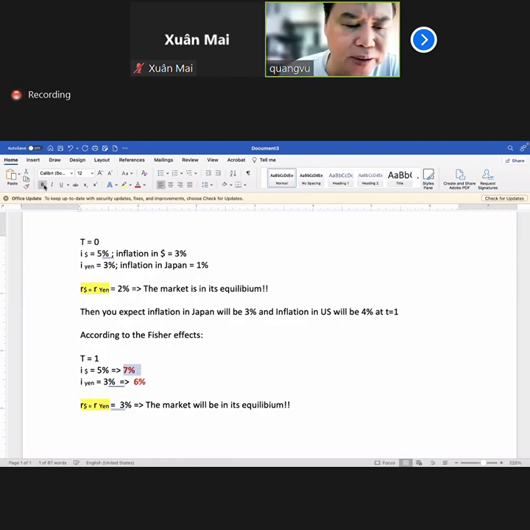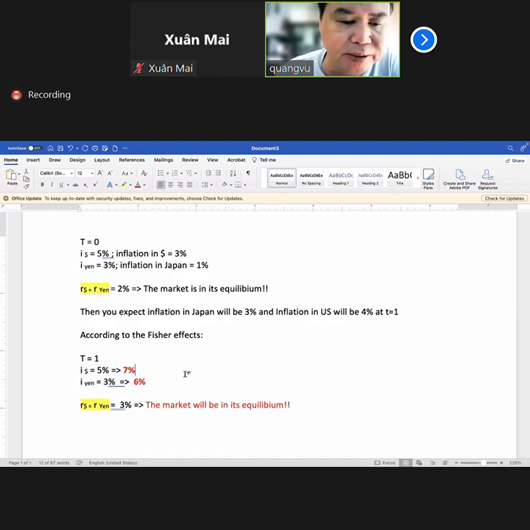How do we know that the nominal rate in United States and Japan should look like this? Because the market will be in FX equilibrium if and only if the real rate in Japan and the real rate in United States are the same. Now let's find out. Real rate in United States, 7% minus inflation 4%, is 3%. Real rate in Japan, 6% minus 3% inflation, is 3%. Yes, and the market will be in FX equilibrium. So the Fisher effect allows you to predict what? The nominal rate between the two countries, the changes in the nominal rate between the two countries.